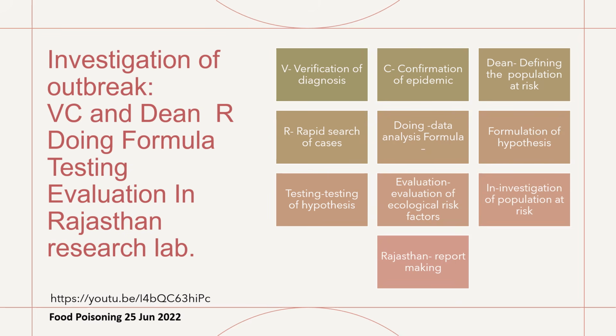Another important topic, that is the investigation of an outbreak. So the mnemonic, you should remember: VC and Dean are doing formula testing evaluation in Rajasthan Research Lab. So V is the first step. So this is very important and you should know the sequence of steps also. So in the mnemonic, V is verification of diagnosis, C is confirmation of epidemic, D is defining the population at risk, R is rapid search of cases, D is doing data analysis, F is formulation of hypothesis, T is testing of hypothesis, E is evaluation of ecological risk factor, IN is investigation of population at risk, and Rajasthan is report making. So this mnemonic you can remember to answer well.